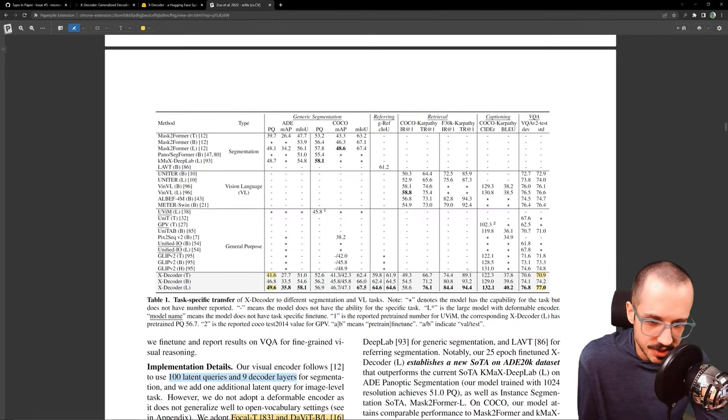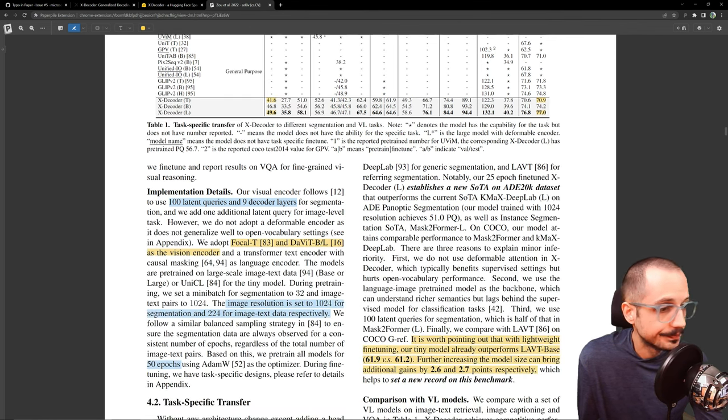And again, the reason for all these dashes is that these models aren't designed for these things, right? This model here, Uniter, is only capable of doing these tasks here: image retrieval, captioning, and VQA. There's no way to evaluate it on these. So part of the impressive thing is that not only are these results competitive across all these different tasks, but it's also the only model that can do all of them. That's part of the impressiveness of this table as well.